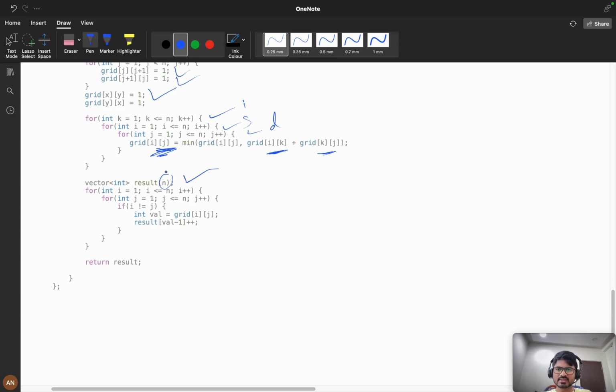In result we have total n distances: 1 distance, 2 distance, 3 distance, till n distances. And here we are calculating the value, and value minus 1 plus plus, because our result will start with index 0. That's why we are making value minus 1 plus plus, and we are returning the result.